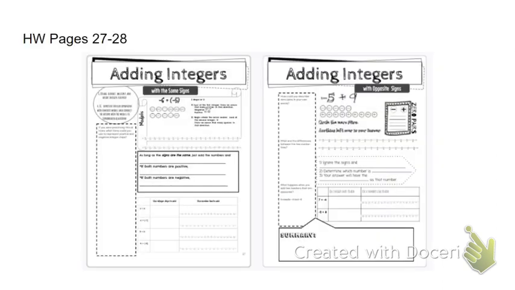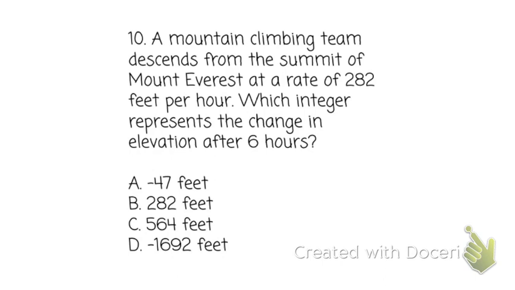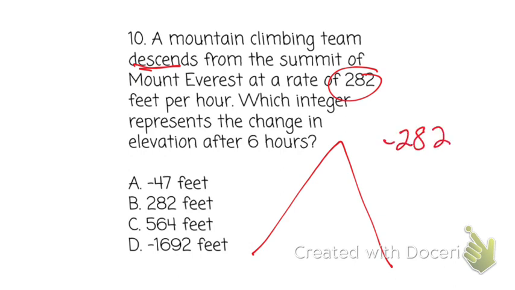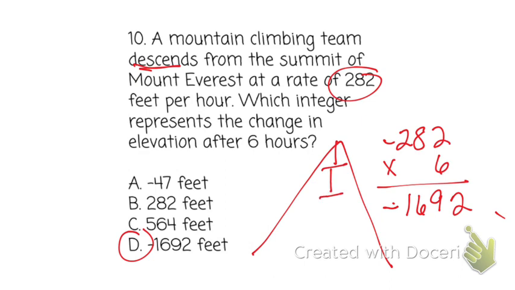All right, your last problem is page 27 and 28 in your math notebook. Okay, a mountain climbing team descends from a summit of Mount Everest at a rate of 282 feet per hour. Descends means he goes down. So it's negative 282 feet times 6 hours is going to give me negative 1,692 feet. Okay, think about it. You're breaking it up into 6 equal parts. Every hour he goes down 282 feet. Okay, 6 times, it'd be negative 1,692.